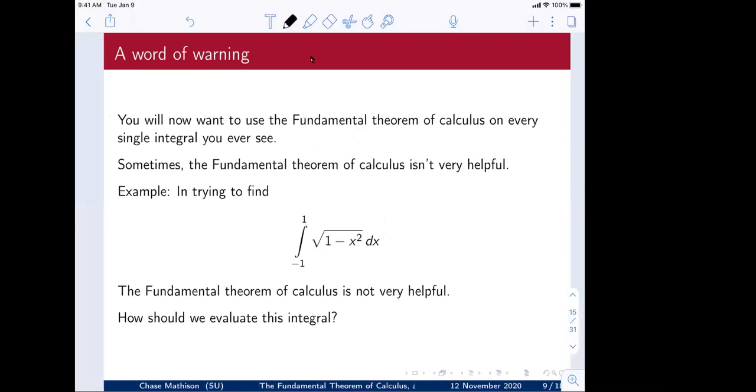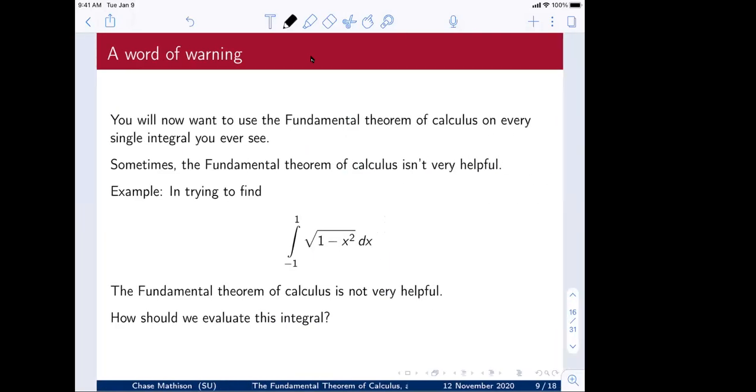Okay, so as an example, in trying to find the integral from -1 to 1 of the square root of 1 minus x squared with respect to x, the fundamental theorem of calculus is not very helpful, because if you need to find an antiderivative of square root of 1 minus x squared, well, everyone thinks that they can find it. Everyone thinks, well, I'll just add 1 to the 1 minus x squared to the 1/2, and I'll look at it and that'll be right. No, it's very difficult to find an antiderivative of the square root of 1 minus x squared.